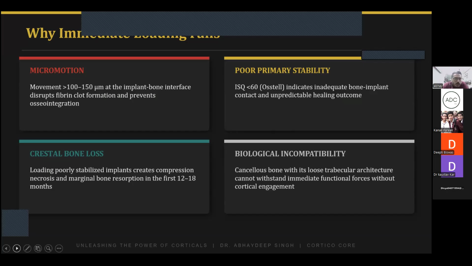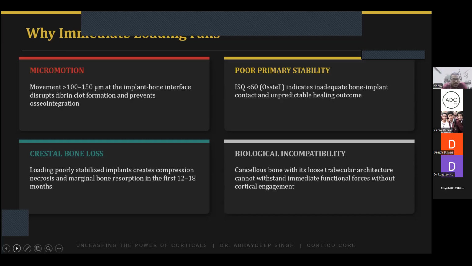So if you load that implant, which is right there in the alveolar bone, there is micro motion. If there is movement beyond 100 to 150 microns at the implant bone surface, it would disrupt the clot formation and it would prevent osseointegration. This is the only reason that we do not load the posteriors immediately, because we know that the patient would bite upon that tooth and there will be micro motions, and then the implant would fail, or the implant might go into fibrous union.